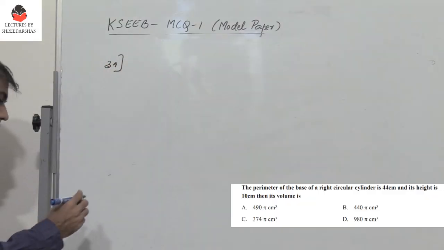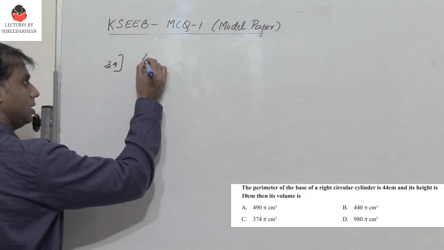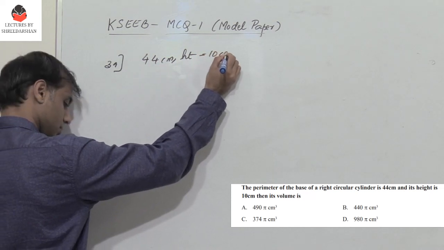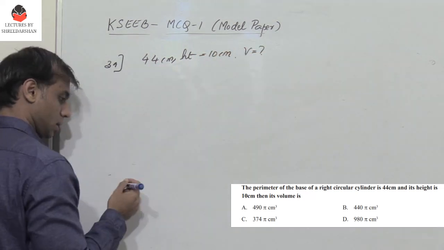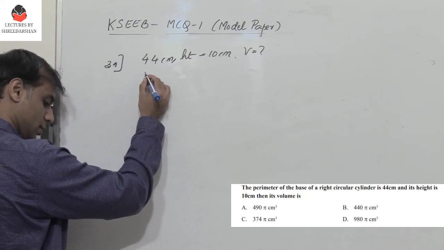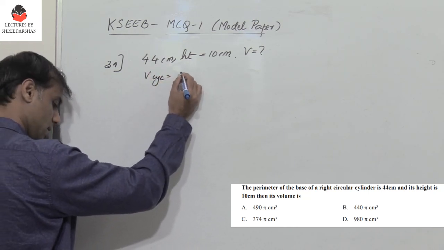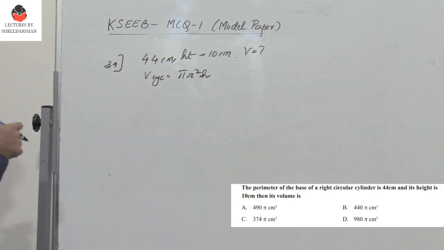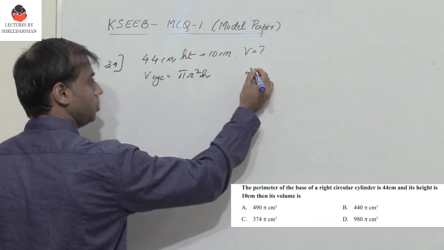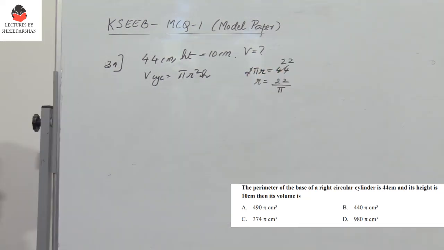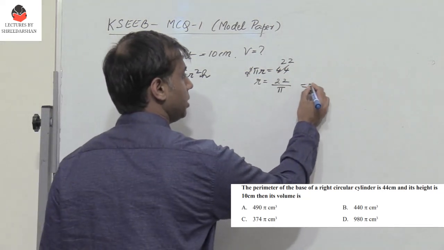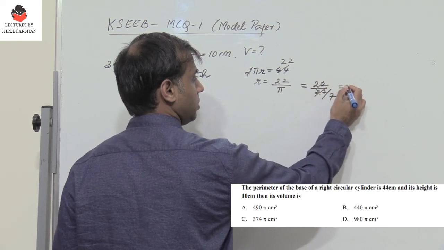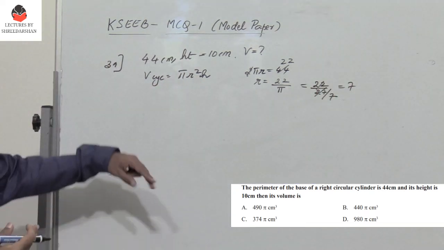39th one. The perimeter of base of right circular cylinder is 44 centimeter and the height is 10. Find the volume. Therefore, the volume of a cylinder is pi r square h, whereas the perimeter of the circular base of the cylinder is 44. So 2 pi r is 44. So r is 22 by pi. So pi can be written as 22 by 7, and this becomes 7 here. The radius is 7.